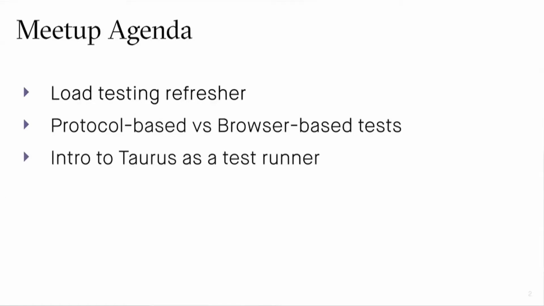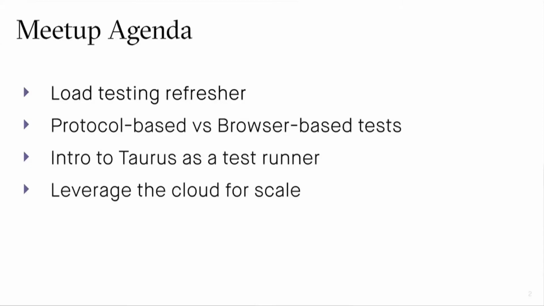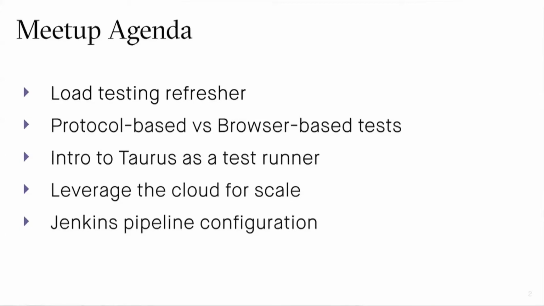Taurus is a tool that we can use to stitch some of this together, and that's one of the things that we'll focus on. I'll give you an intro to Taurus, which has a lot of capabilities. We're going to have a specific focus tonight, but Taurus is actually very cool. And then we're going to talk about leveraging the cloud, now that it's back up, for scaling this out. And then we'll talk about putting this all together in Jenkins. So really what we're after is how to do a real load test that looks like real users doing real stuff to your app. And so let's start with a load testing refresher.